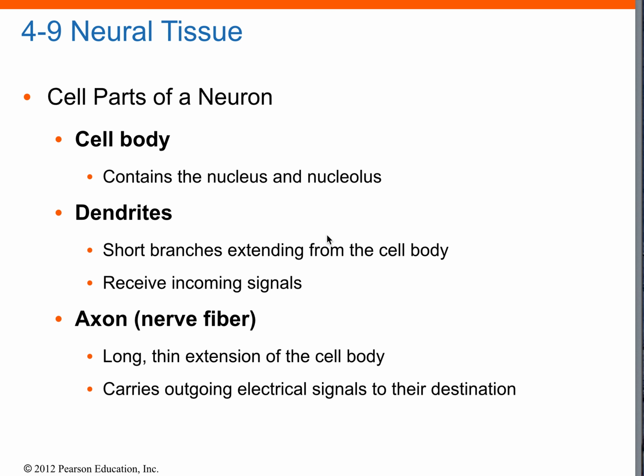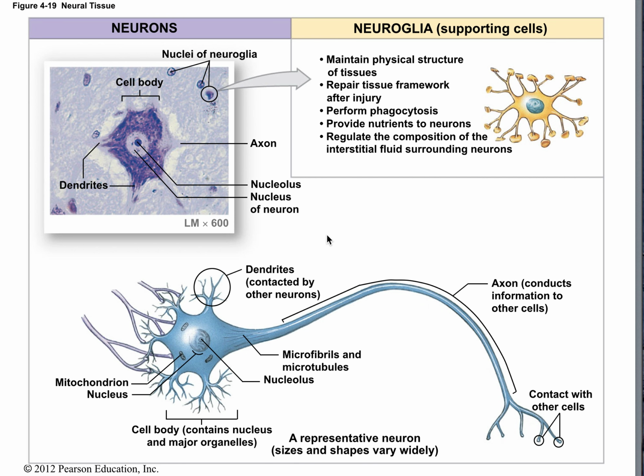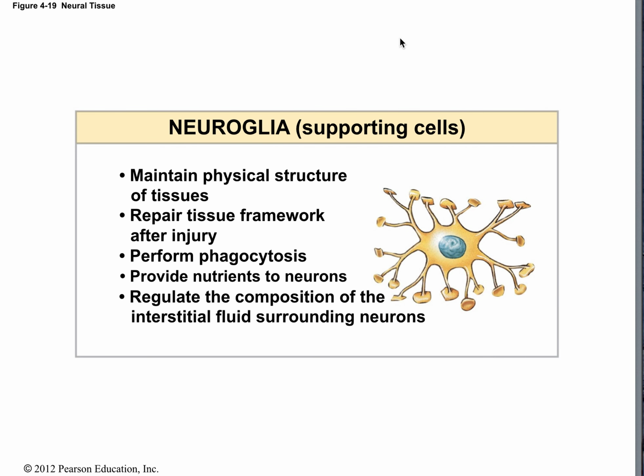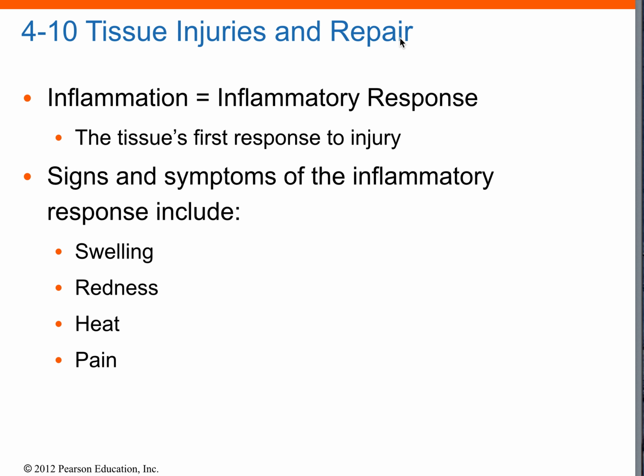Neuroglia. Cell body, dendrites, axon, nerve. So this is it, right? We said the axon was to send the signal. The dendrites were for receiving the signal. Cell body was for processing. And who were the support cells? Well, they were called in general neuroglia. And that is almost it.